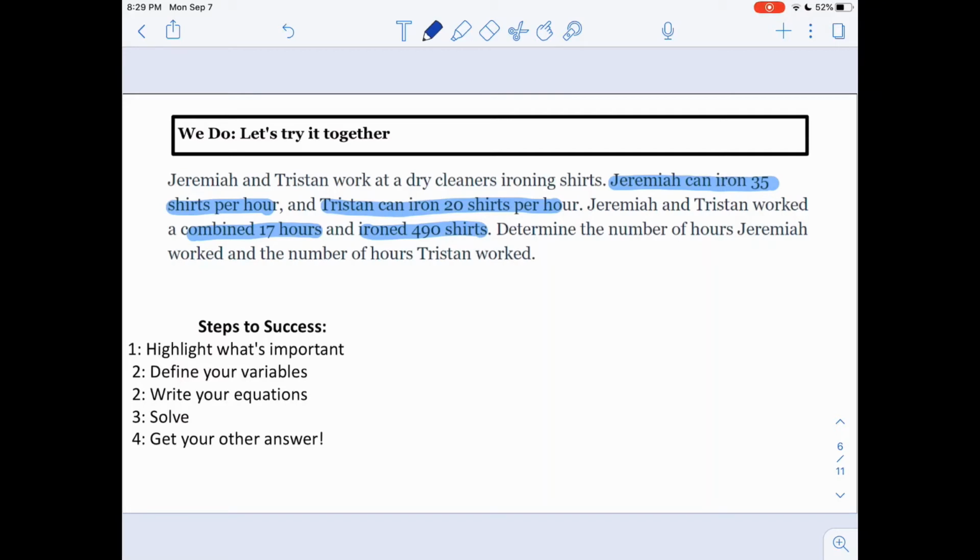Our next step is to define your variables. Pause this video for 1 minute and define your variables. You can use any letters that you want, but we'll keep it easy and we'll use T to represent the number of hours Tristan worked. And we'll use J to represent the number of hours Jeremiah worked.